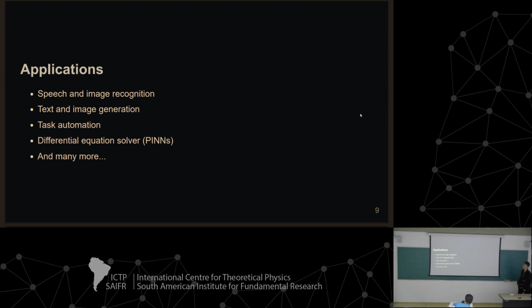So some applications of neural networks are speech and image recognition. We can also generate text and images, as you may already know with ChatGPT. We can automate some tasks. The algorithm will be somewhat different because there's no loss function for automation, but that's another talk. We can also solve differential equations if we set the loss to be the difference between the prediction of the neural network and the result of a given equation. We can test this without needing to solve the equation exactly. And there are many more other uses for neural networks.